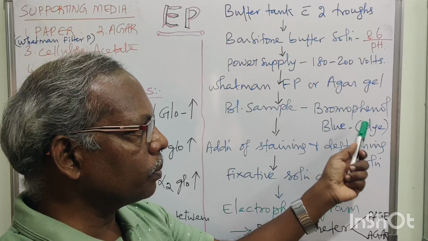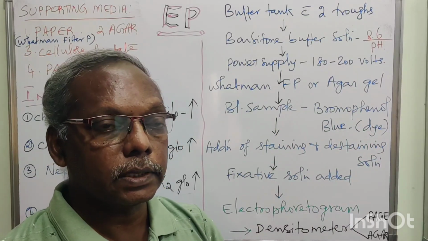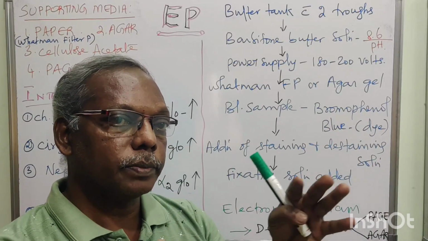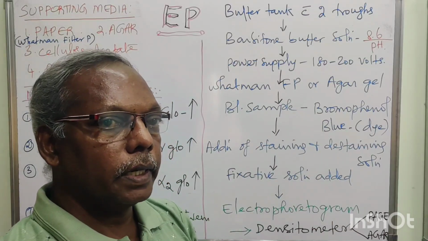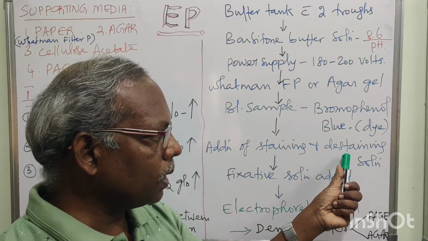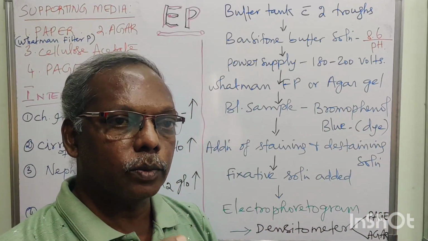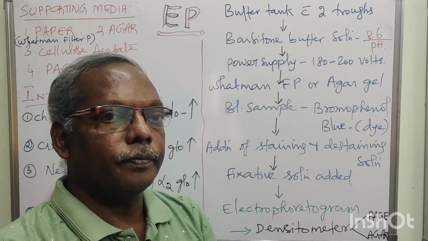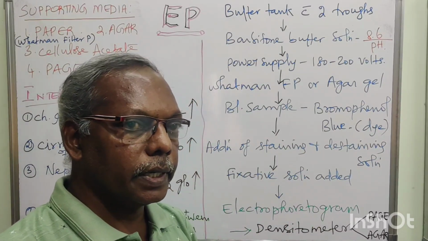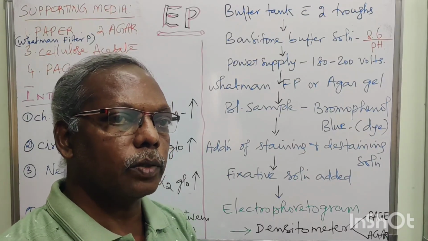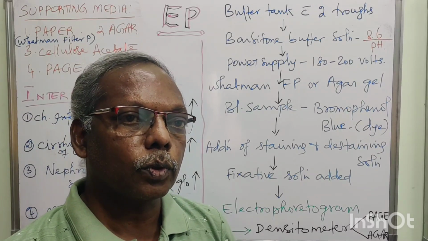The procedure means you have to apply one dye, bromophenol blue. Then addition of staining and destaining. After the procedure is over, you have to apply some staining agents. Then you have to put it in the hot air oven at 110 degree temperature, like that. Then you have to take it out, add staining and destaining agent. Finally, you have to apply one fixative solution for the band fixation. After this fixation only, the band will get fixed in separate areas according to their size, mass, molecular weight. Finally, you will get the picture that is called electrophotogram.